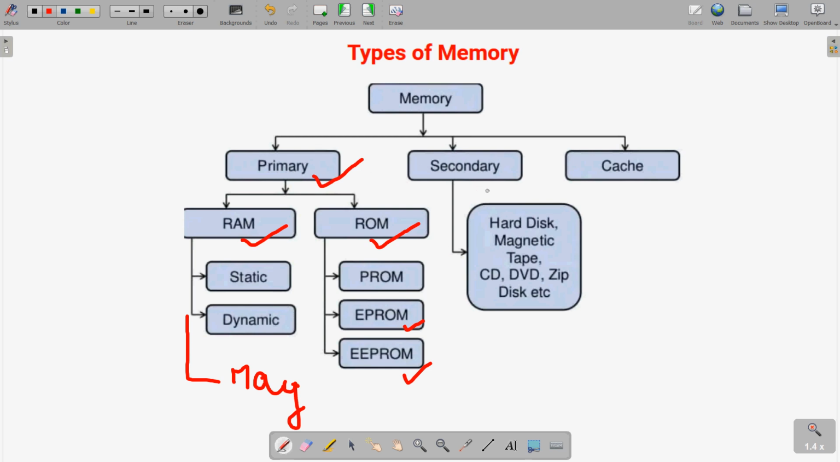In the secondary memory we have just seen the different storage devices: pen drive, CD, DVD. These are all secondary memory. And the cache memory is the memory which is attached to the processor and which enhances the processing speed, and the data transfer rate is also very fast in the cache memory. Clear? So these are the different types of memory.